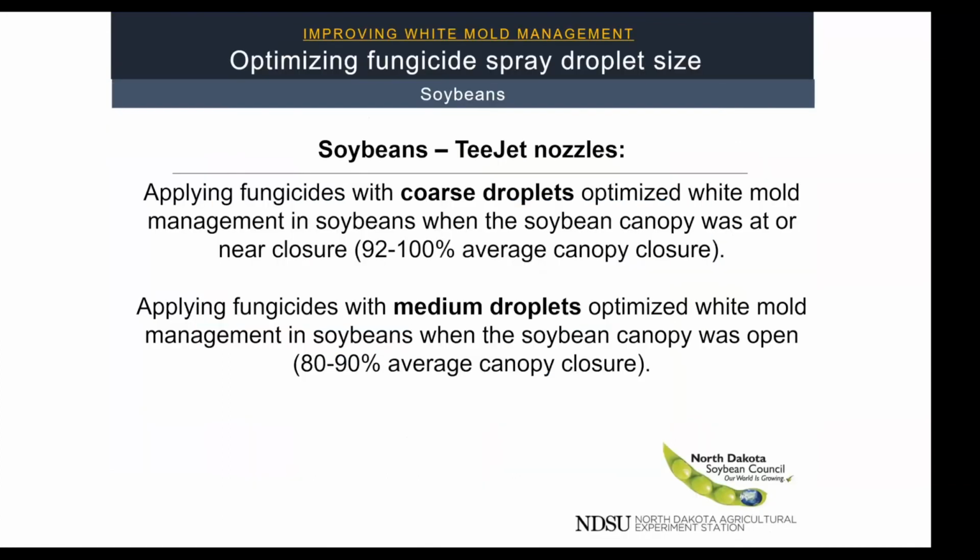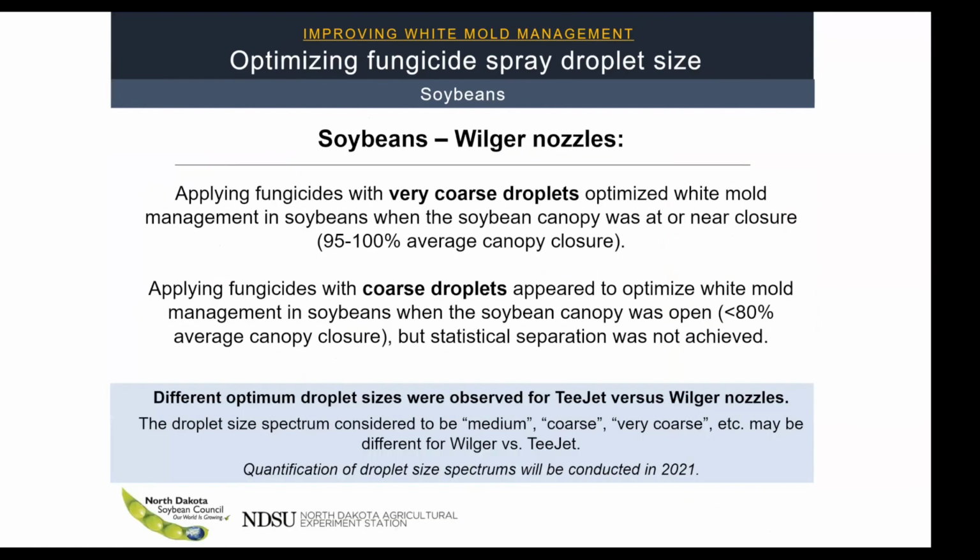All right, so with the T-Jets, what he's found is that you want to use coarse droplets if you're in that 90 to 100% average canopy closure. But medium will probably be better for you if you're 80 to 90%. And that's a pretty significant difference. He did the same thing with Wilgers, which I'm not going to show you just because of time, but the results are similar. Although with Wilgers, you want to use very coarse droplets when you get close to canopy closure, and then just coarse droplets when it's more open.